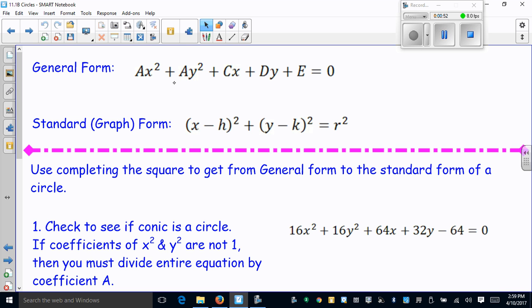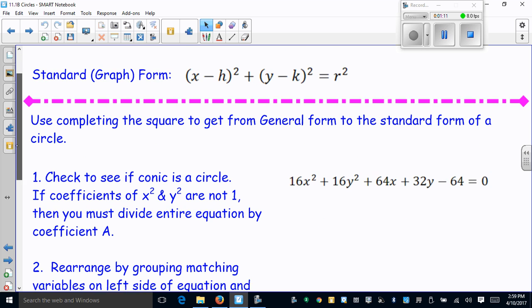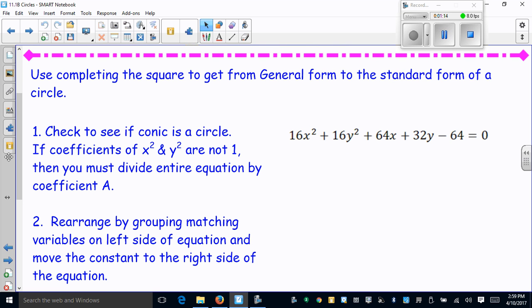Now, if it's ax squared plus ay squared, that's how you're going to know it's a circle: the x squared and y squared are being added, and they have the same coefficient. If they don't have the same coefficient, it's an ellipse, not a circle. So the first thing is to check to see if the conic is a circle. If the coefficients of x squared and y squared are not 1, then you must divide the entire equation by the coefficient of a. You can do this at any point. So we'll go ahead and take care of it and divide through by 16.